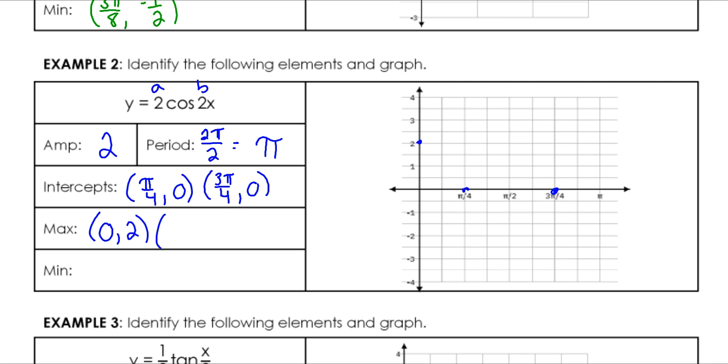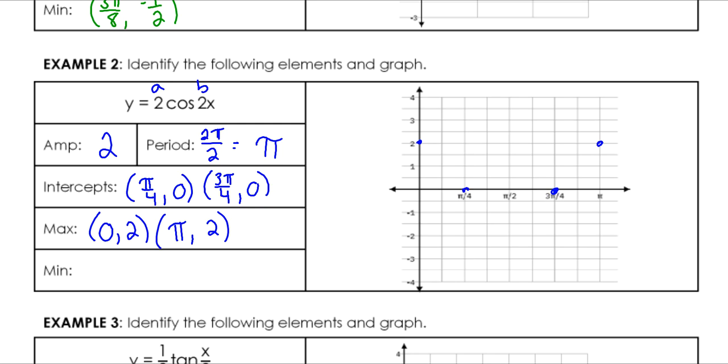Remember, it's twice as high. And then it's also going to happen again at 2 pi over b. So remember, that is going to be pi. And up at 2 again. So we have maxes at those endpoints of our cycle.